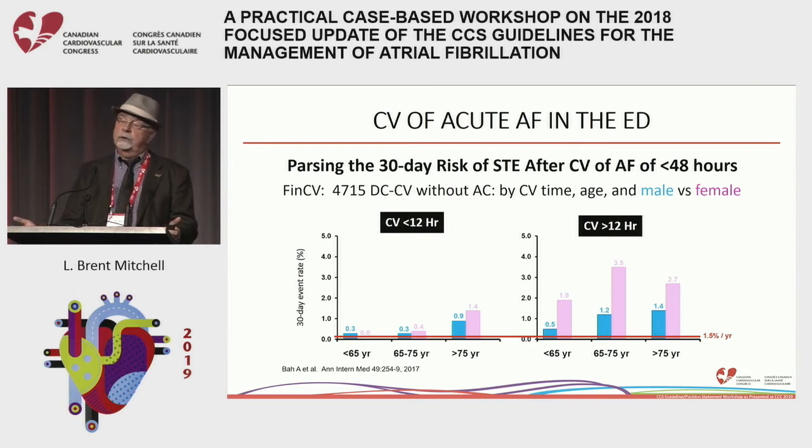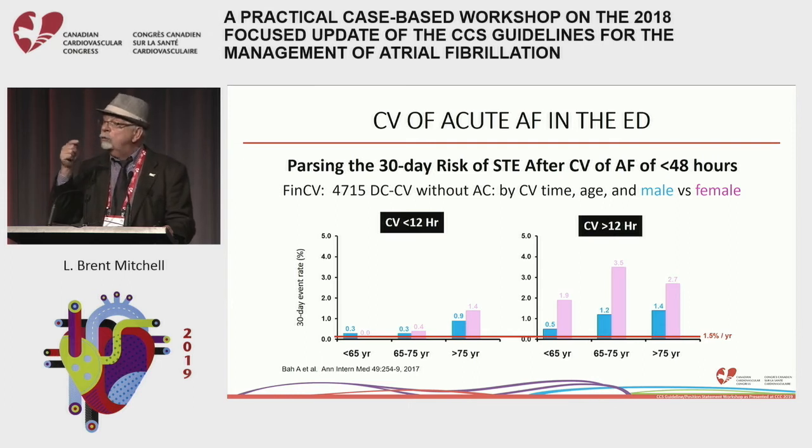This graph, or these plots, look at cardioversions less than 12 hours and cardioversions greater than 12 hours. You can see that if the atrial fibrillation has been present for more than 12 hours, the risk is much higher. It's also divided in color by whether you're a male in blue or a female in pink. Apparently, I'm not supposed to use those colors anymore. But you can clearly see the risks in females substantially higher than the risks in males.